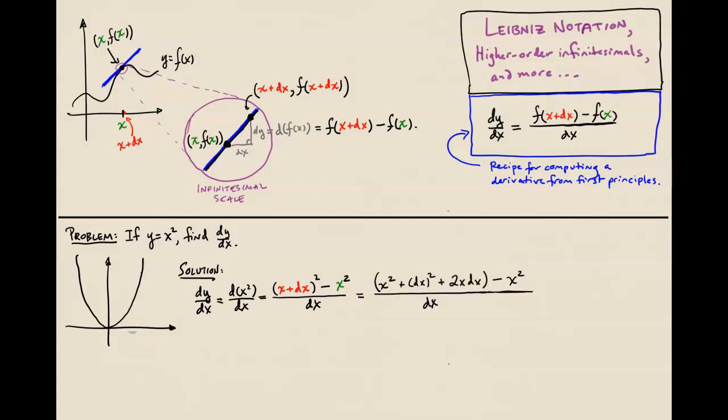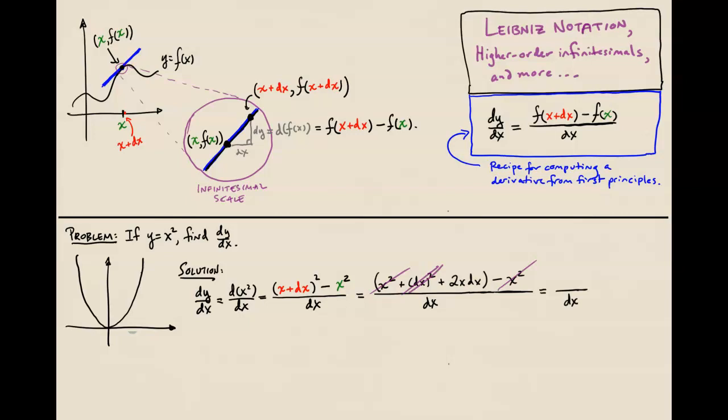Okay, now what? Well, we have some cancellation. We've got plus x squared and minus x squared. And what about this term? Dx squared. Dx times dx. That is a higher order infinitesimal. It's an infinitesimal of an infinitesimal. And as such, we can treat it as a 0.